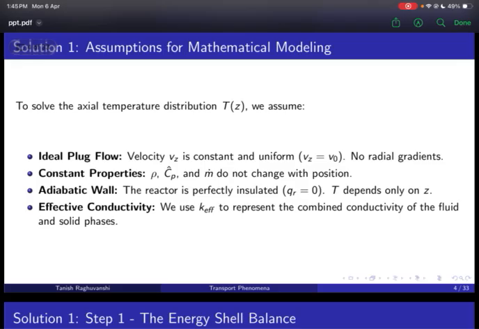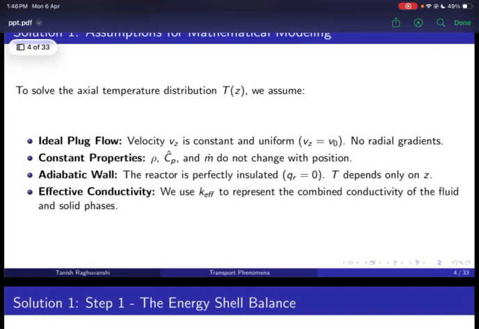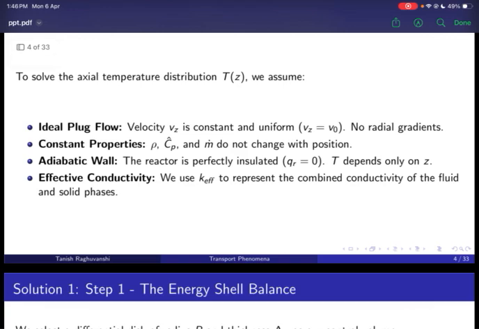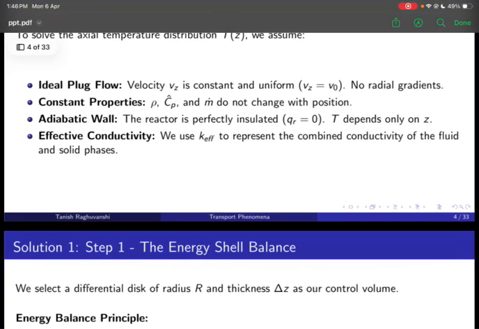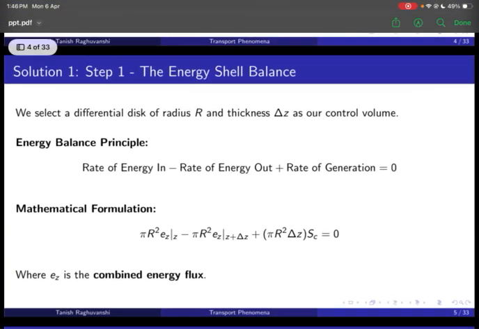To start off, the assumptions we made to derive this problem: we start with the ideal plug flow assumption, which is that velocity is constant and uniform and there are no radial gradients, so it only changes in the z direction. Constant properties as well: density and mass flow rate do not change with position or time. And an adiabatic wall, which means that the reactor is perfectly insulated, and the effective conductivity as well, which means we use K effective to represent the combined conductivity of the fluid.